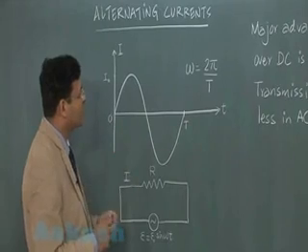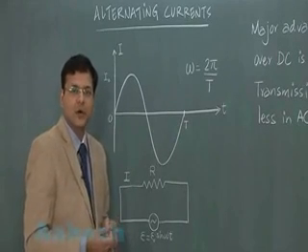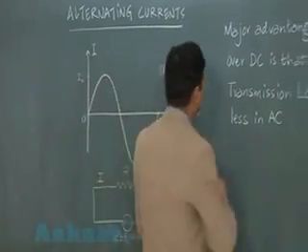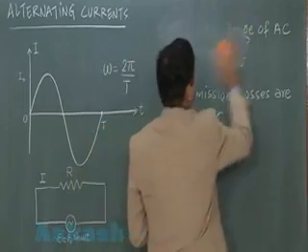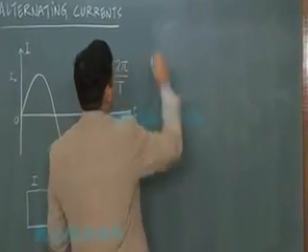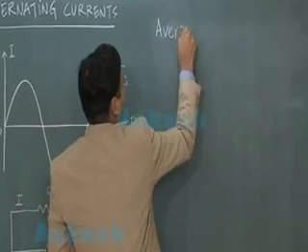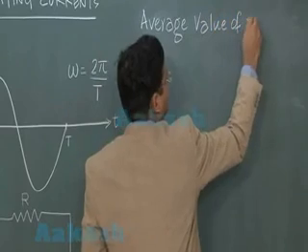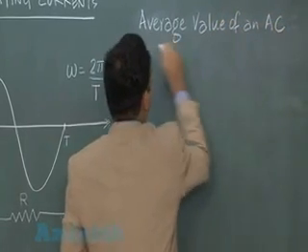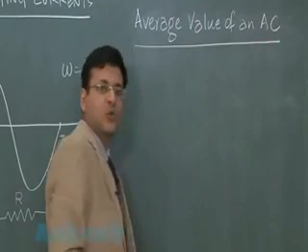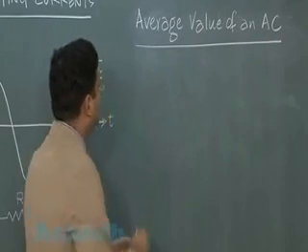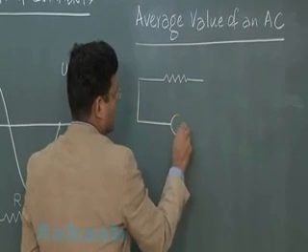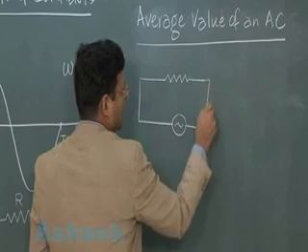So first let us discuss what is the meaning of average value of an alternating current. We should know what is the meaning of average value of an AC. To understand the meaning of average value, try to understand that you have a circuit in which an alternating EMF is connected.